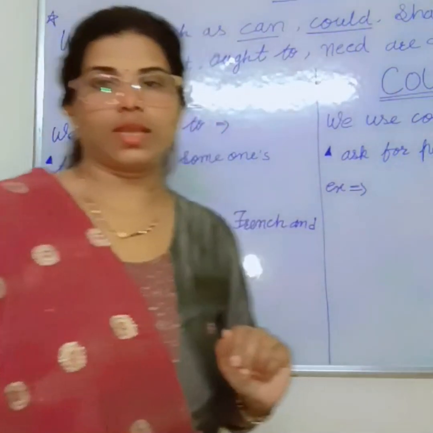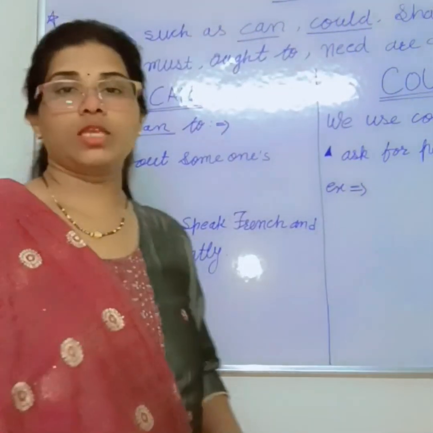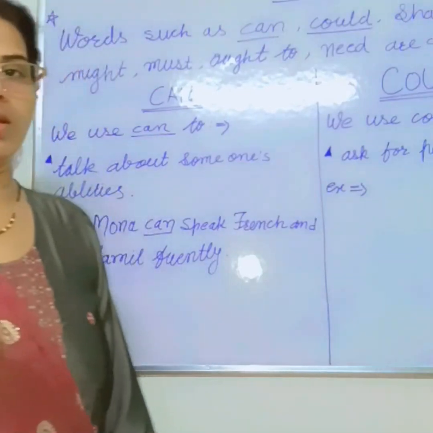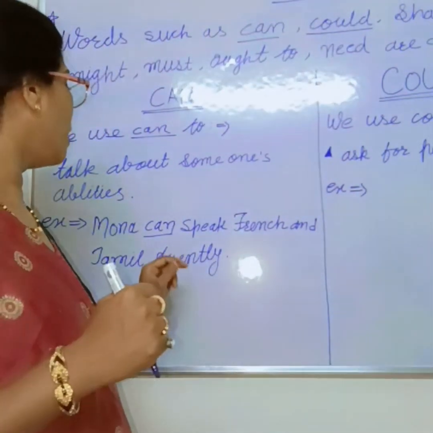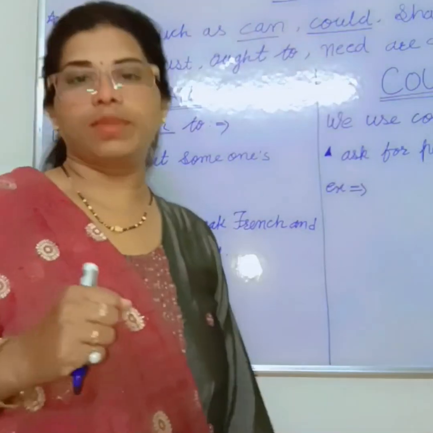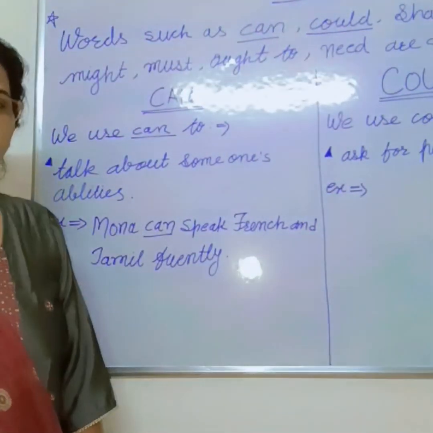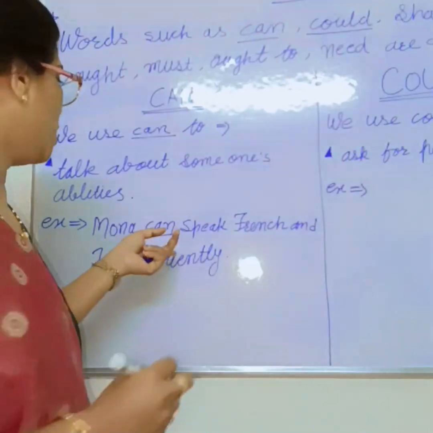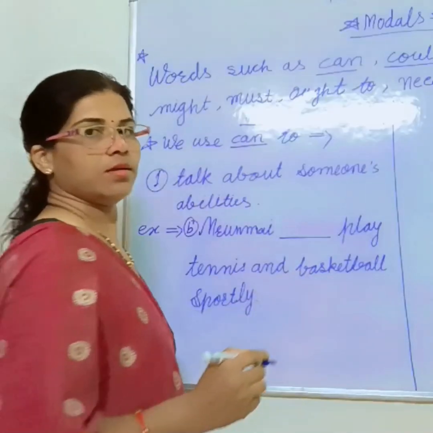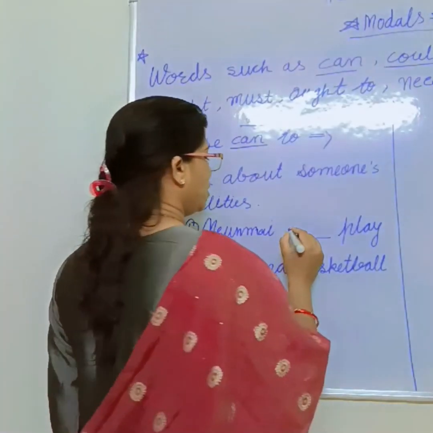Means what? Mona is a girl. She can speak both the languages. She speaks both the languages fluently. So Mona's ability is to speak both the languages. That's why we have used can here. What verb will be there? Modal auxiliary can.